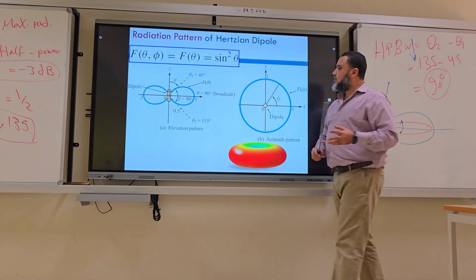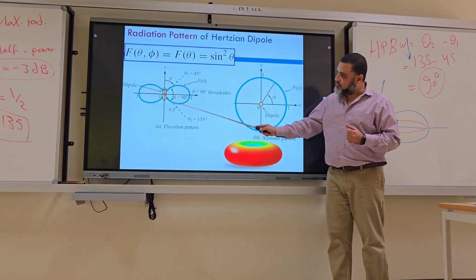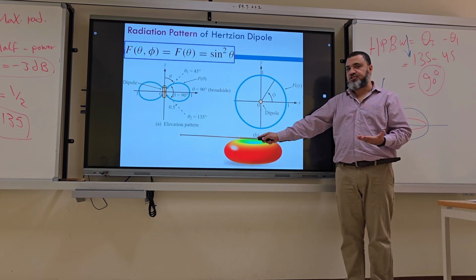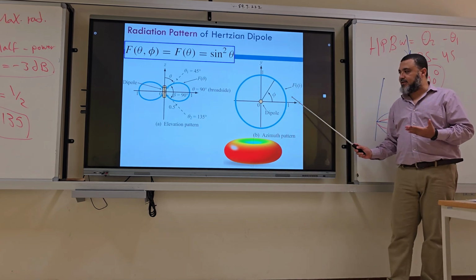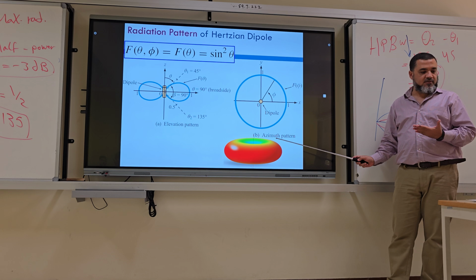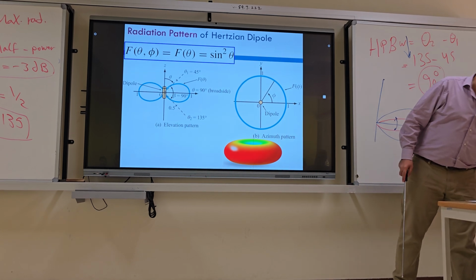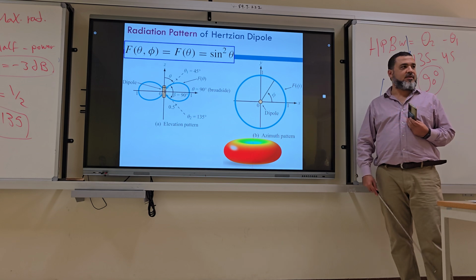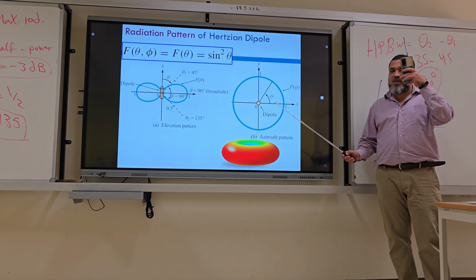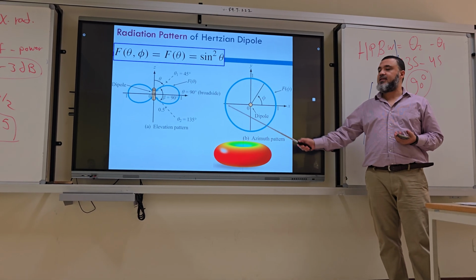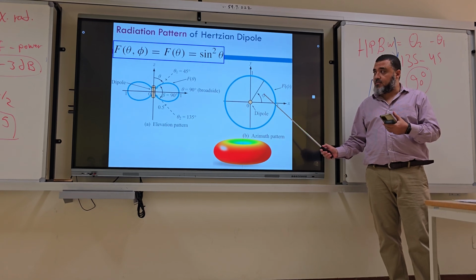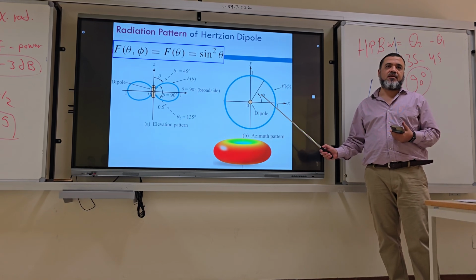What is the name of this plane? The vertical plane, XZ or YZ: the elevation plane. What is the name of the XY plane? The azimuth plane. The antenna on your phone, guess what kind of radiation pattern it has? It has exactly this radiation pattern, because you should be able to receive information anywhere, in any direction. This radiation pattern is called omnidirectional.